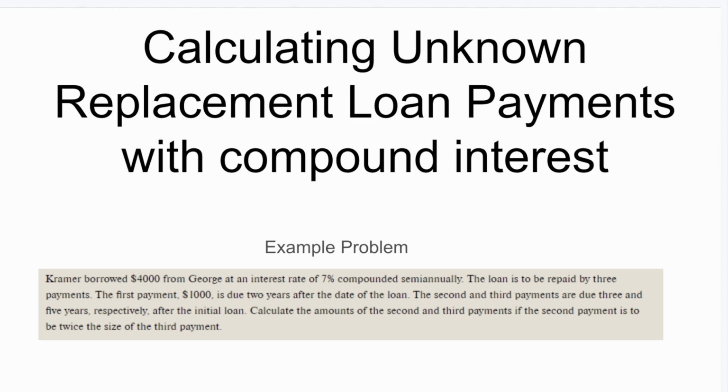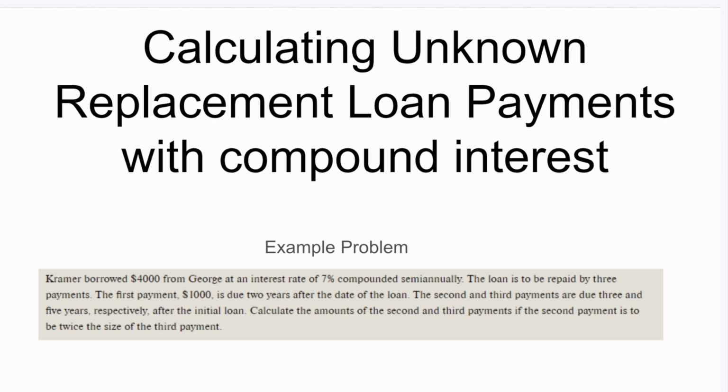The loan is to be repaid in 3 payments. The first payment of $1,000 is due in 2 years after the date of the loan. The second and third payments are due 3 and 5 years respectively after the initial loan. Calculate the amounts of the second and third payments if the second payment is to be twice the size of the third payment.